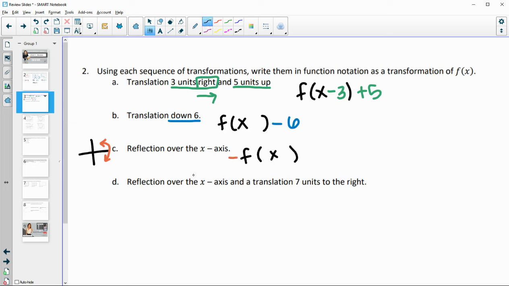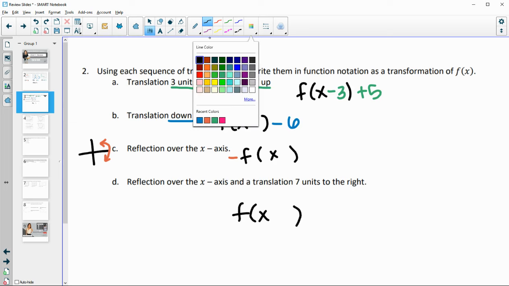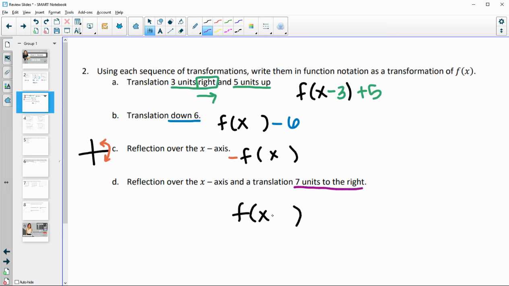Then we again have a reflection over the x-axis and a translation 7 units to the right. Okay, and that right movement is going to be inside of our function. Okay, so 7 units to the right is inside, and to the right is this way. So it's going to be a -7 when it's on the inside. And then the reflection over the x-axis again is a negative outside of the function.